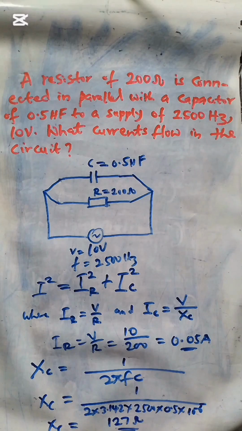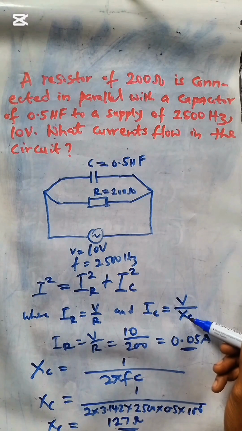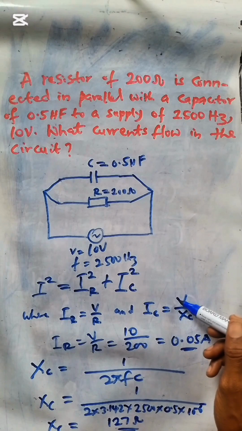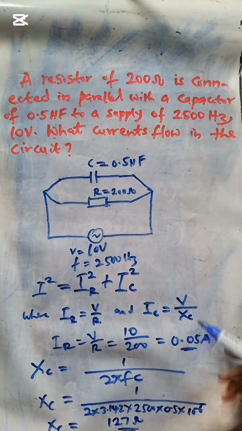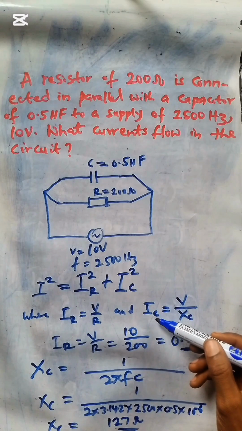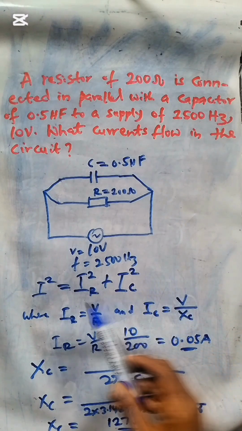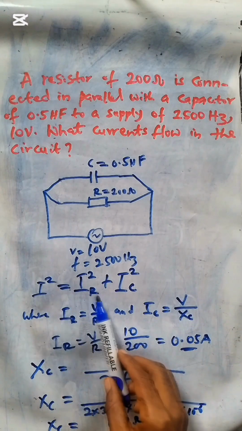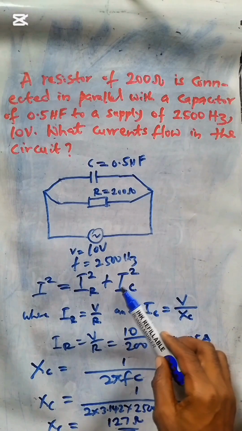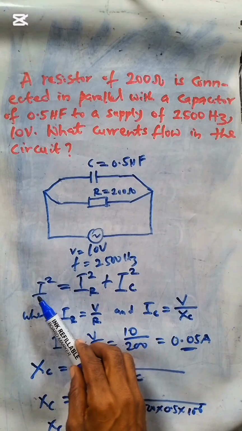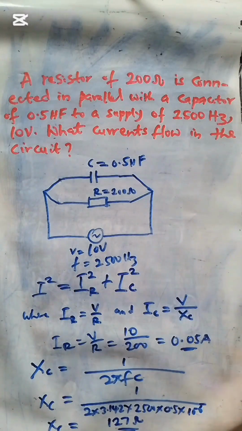Now, having known our capacitive reactance, we can place it here. We know this to be 10 and we know this to be 127. When you divide that, we have the current flowing through the capacitor. When you know the current flowing through the capacitor, we now use the relationship. You already know this, we have calculated this to be this. Whatever we get here, we put it here. So you now calculate, and that will be the current that flows in the circuit.